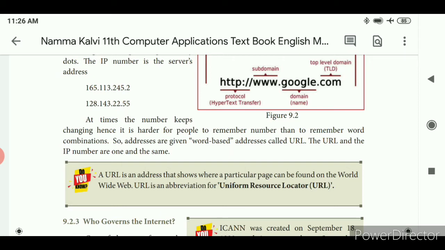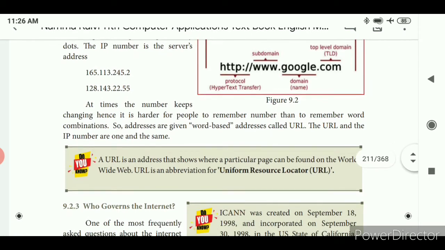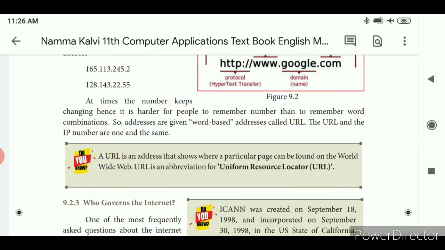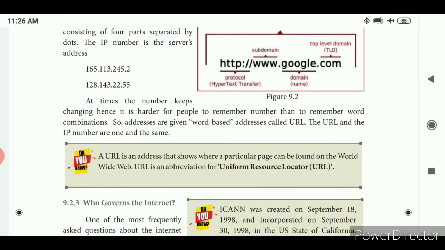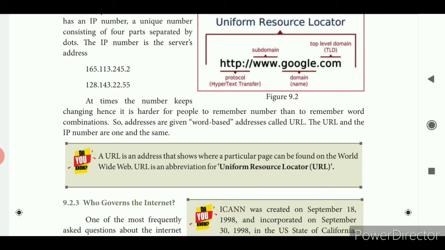www.google.com. The IP address is in numbers, and instead of those numbers we type combinations of words. At times the number keeps changing, hence it is harder for people to remember numbers than word combinations. So the address given on a word basis is called the URL. The URL and the IP number are one and the same. Instead of using numbers, we are using word combinations.